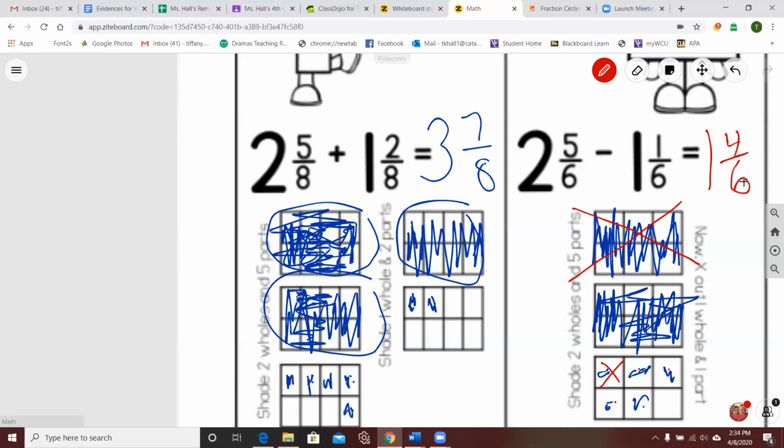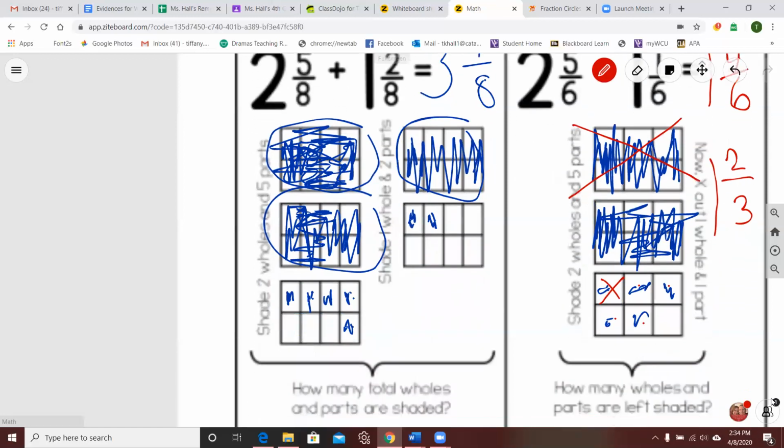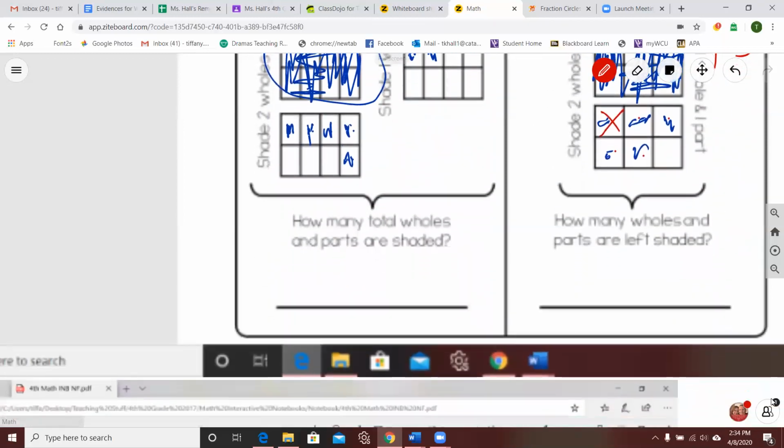Now, could you reduce 4/6? You could. You would leave your 1 hole. Half of 4 is 2. Half of 6 is 3. So you could also say this is 1 and 2/3. They would be equivalent. All right, scroll on down and look at a few more.